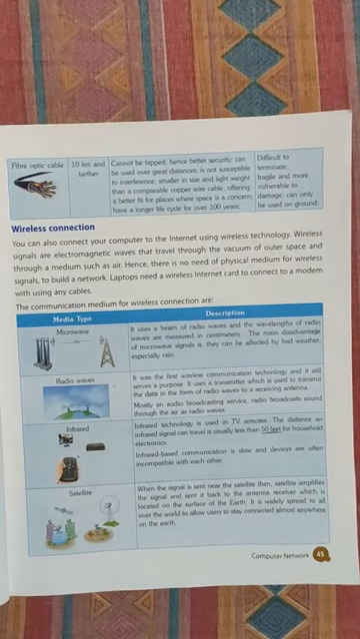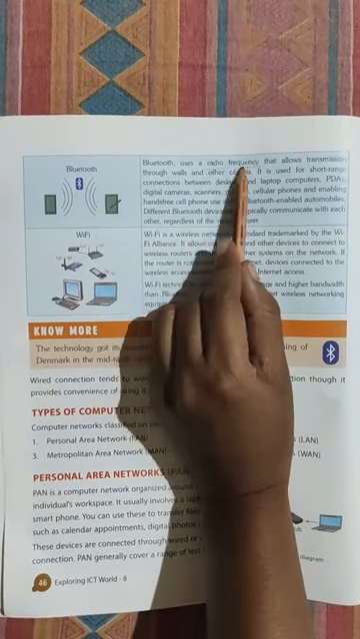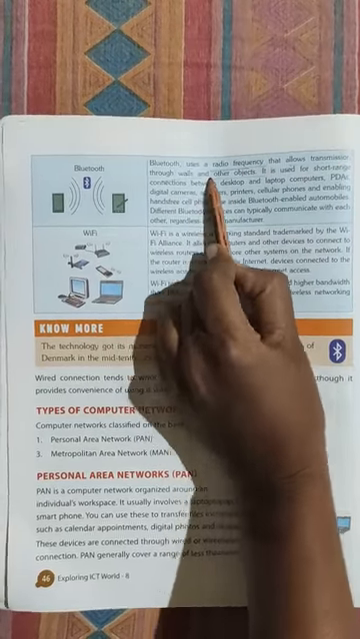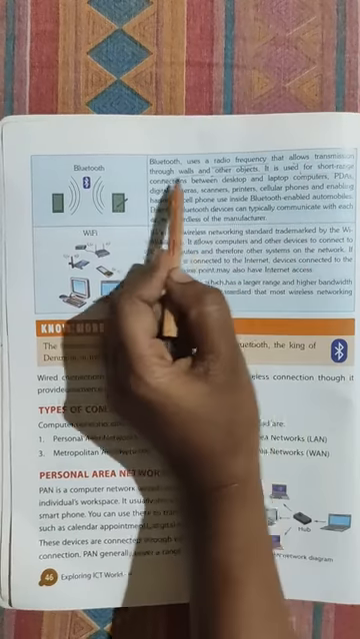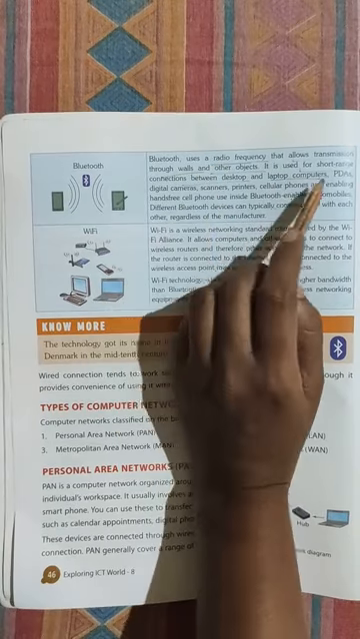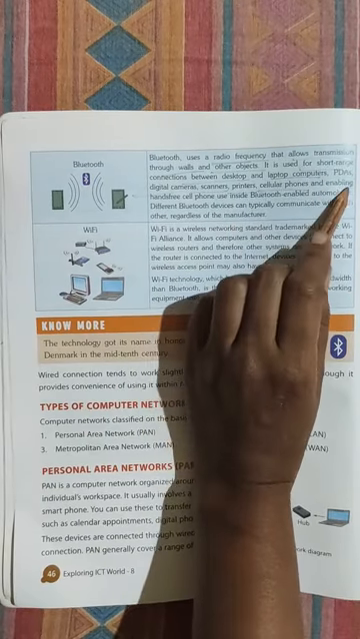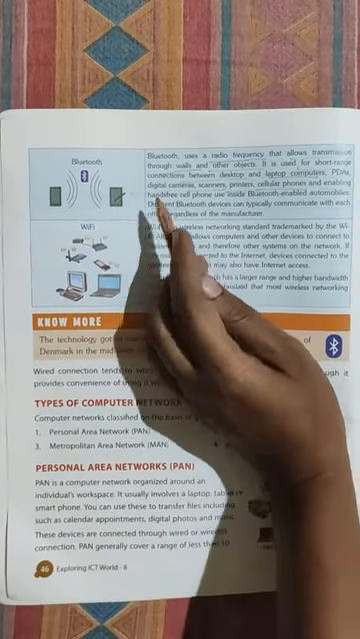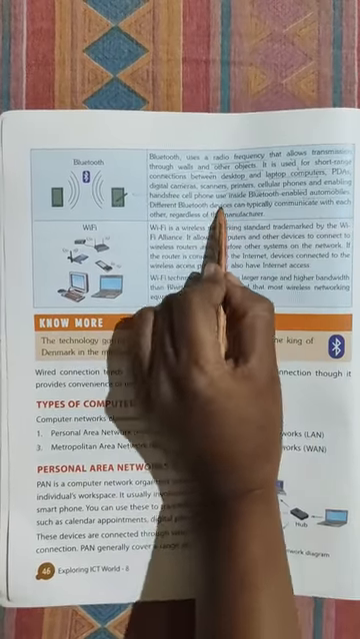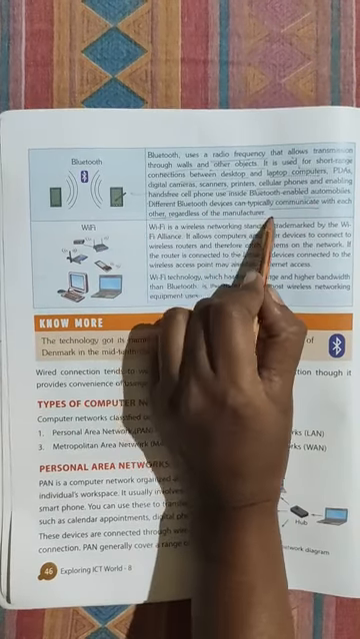Understood, students? Now Bluetooth. Bluetooth uses a radio frequency that allows transmission through walls and other objects. It is used for short range connection between desktop and laptop computers, PDAs, digital cameras, scanners, printers, cellular phones, and enabling hands-free cell phone use inside Bluetooth enabled automobiles. Different Bluetooth devices can typically communicate with each other regardless of the manufacturer.